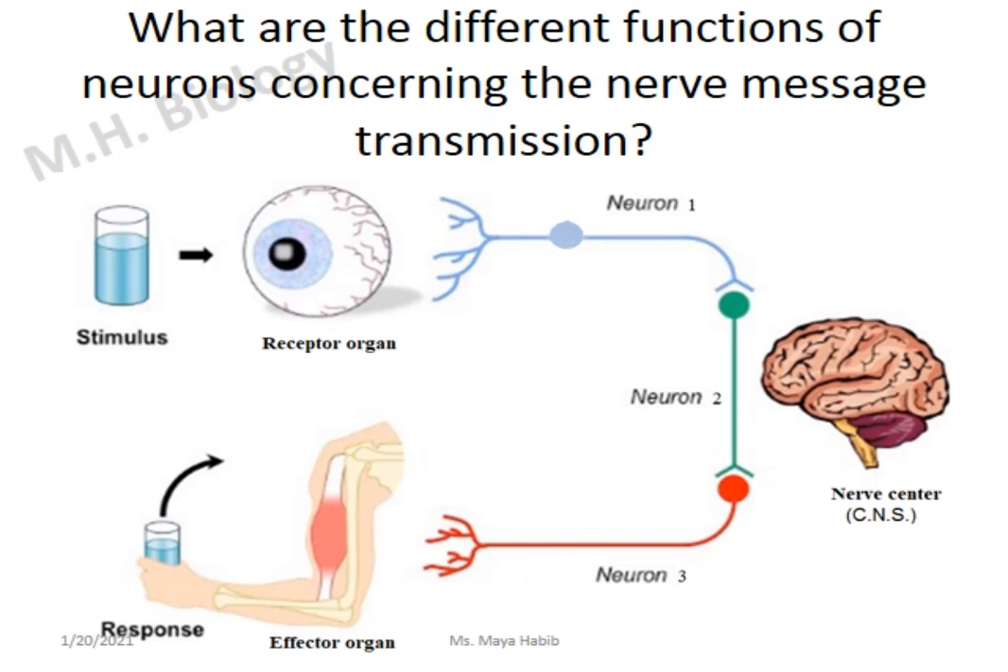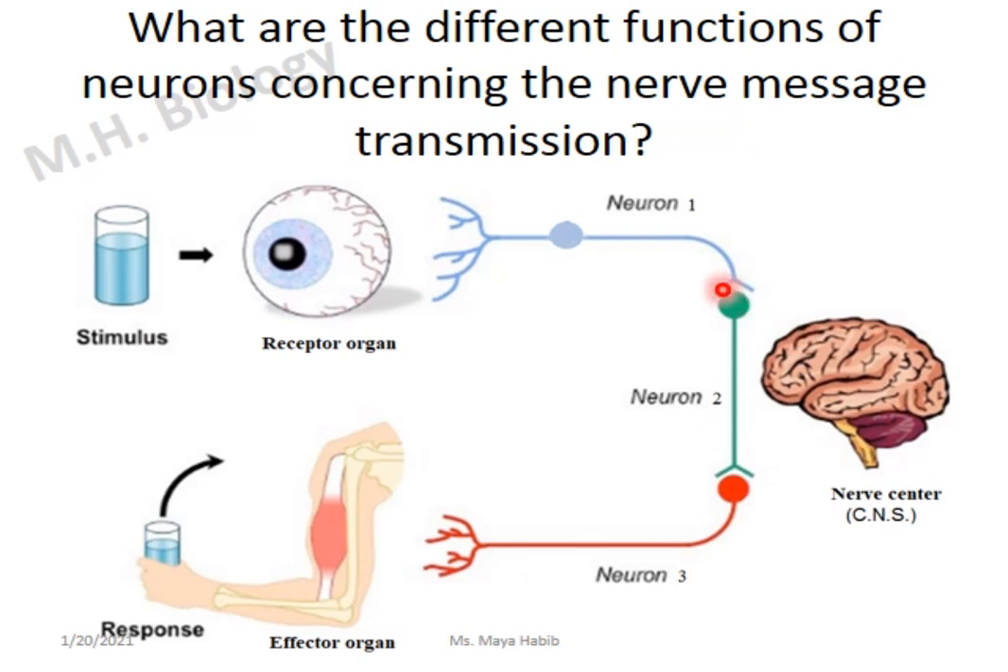We have classified the neurons according to their structure. Now we are going to classify them based on their functions. So by looking at this figure, you will be able to see that neuron 1 is the neuron transmitting the sensory nerve message from the receptor organ, which has detected the stimulus, to the central nervous system. So the receptor organ can detect the stimulus due to the presence of these endings of neuron 1, which will transmit the sensory nerve message to the nerve center.